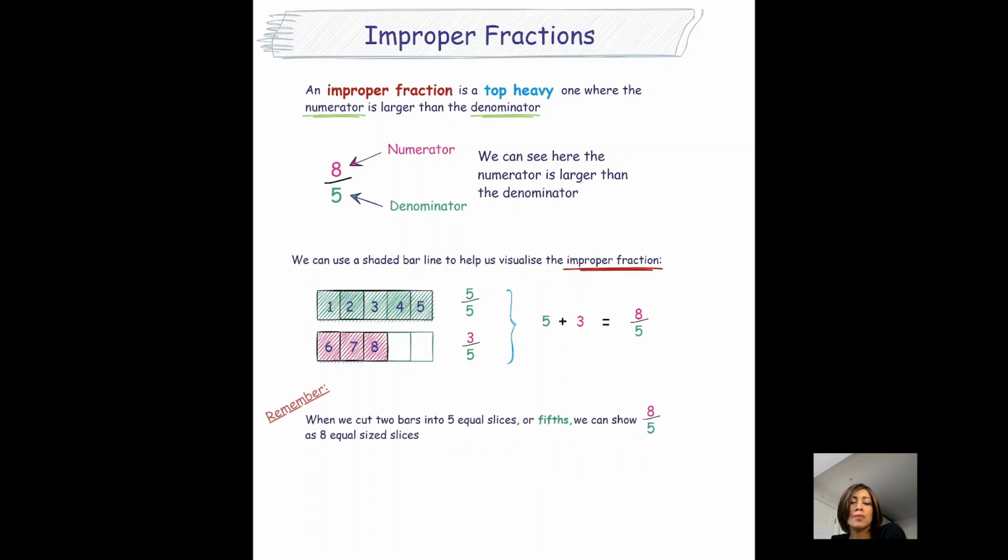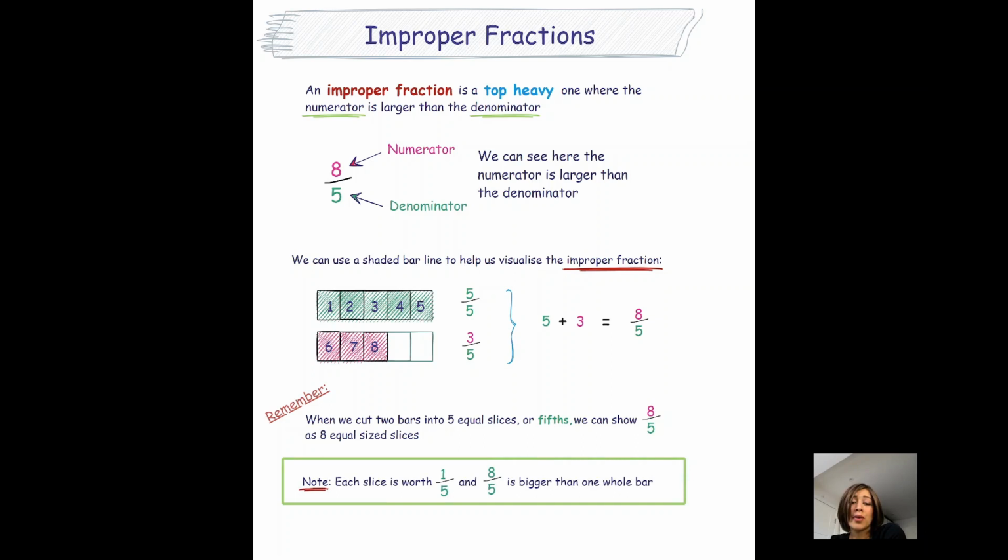So remember, when we cut 2 bars into 5 equal pieces, or fifths, we can show 8/5 as 8 equal-sized pieces. Point to note, though, is that each slice is worth 1/5, and 8/5 is bigger than 1 whole bar.